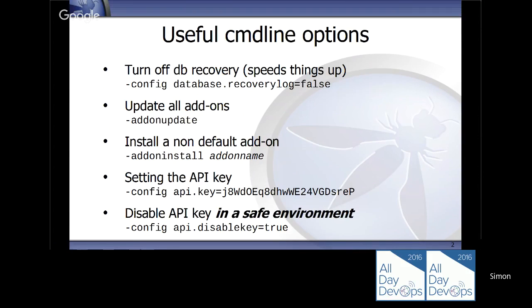When ZAP launches the first time, it will actually create an API key for security purposes. This is fine when you're using the ZAP UI, because you can go into the UI and see what the API key has been set to, but it's not so good if you're using automation. So you've got two options here. You can specify the API key from the command line as specified there, or you can disable the API key, but you should only really do that in a safe environment.